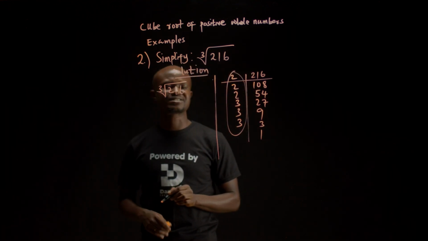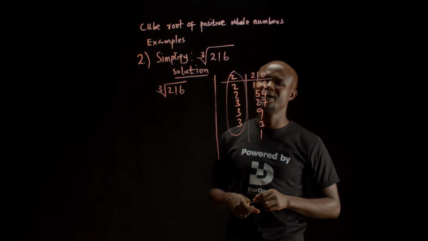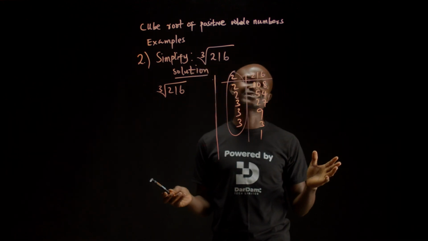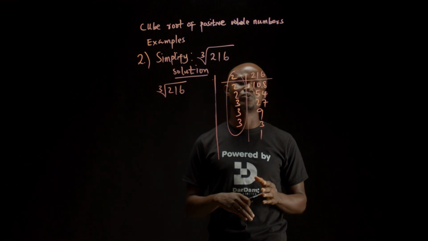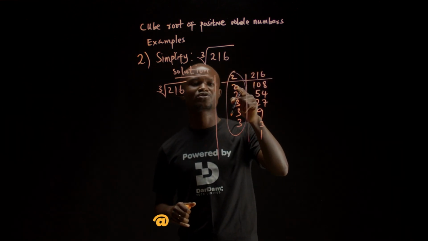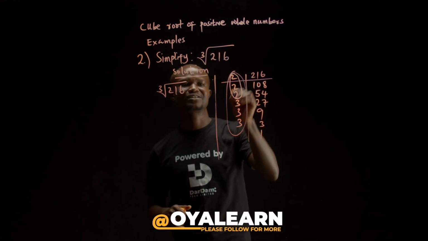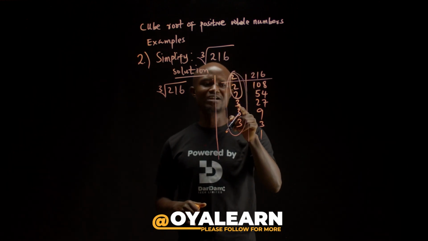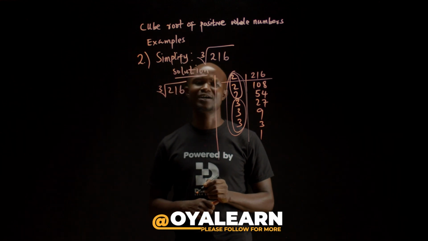So, in this case, we do what we call grouping. Grouping in threes, so that they are the same number. Under cube root, we do what we call grouping in threes. Now, 1, 2, 3. These will come together, form 1. Then 1, 2, 3. Another set, the same number.